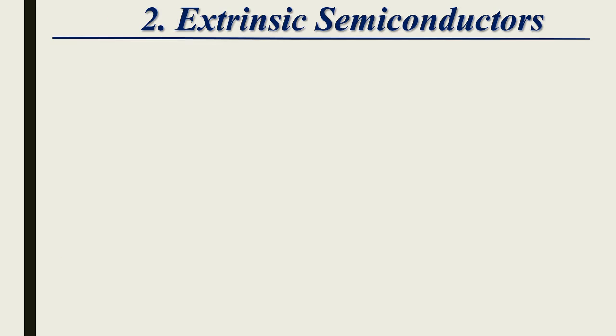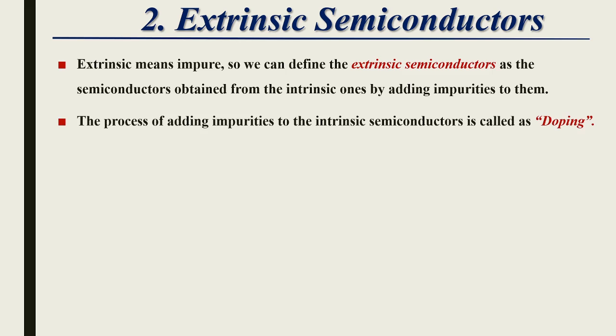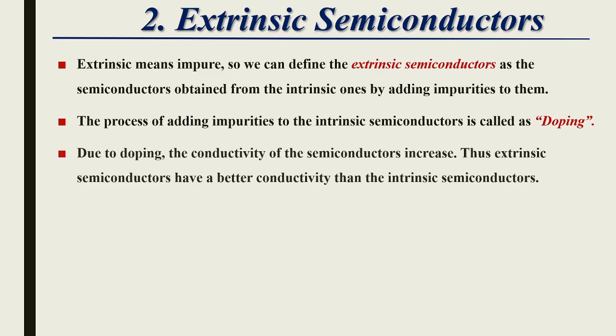Now, what are extrinsic semiconductors? Extrinsic means impure. So we can define the extrinsic semiconductors as the semiconductors obtained from the intrinsic ones by adding impurities to them. And the process of adding these impurities to the intrinsic semiconductors is called doping. Due to this doping, the conductivity of the semiconductors increases.